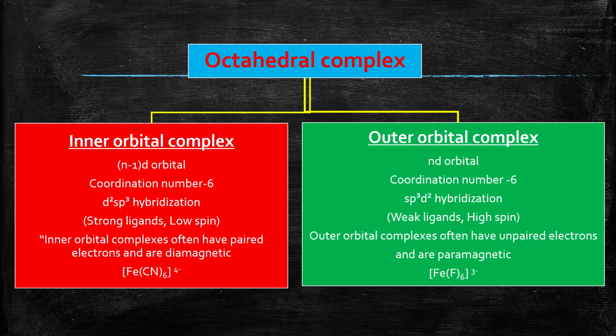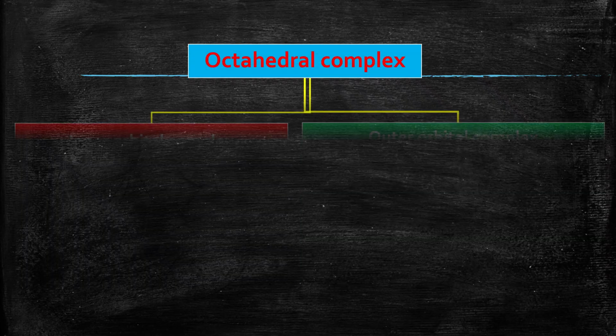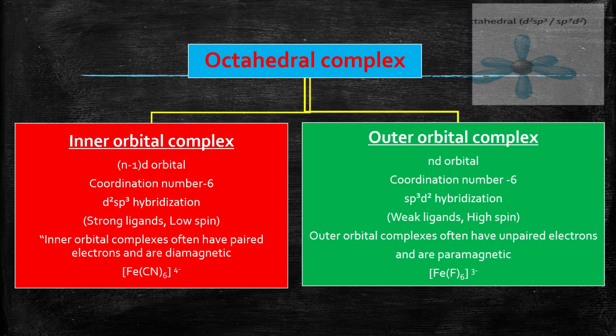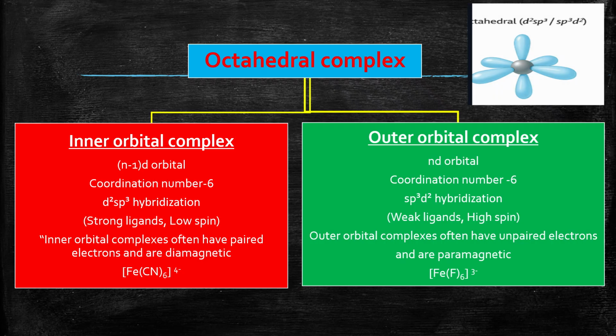See here, octahedral complexes show two types: inner orbital complex and outer orbital complex. These are found based on which type of orbitals participate in complex formation. In an inner orbital complex, (n-1)d orbitals participate. In an outer orbital complex, nd orbitals participate, but the coordination number is 6. Inner orbital shows d2sp3 hybridization, outer orbital shows sp3d2 hybridization.